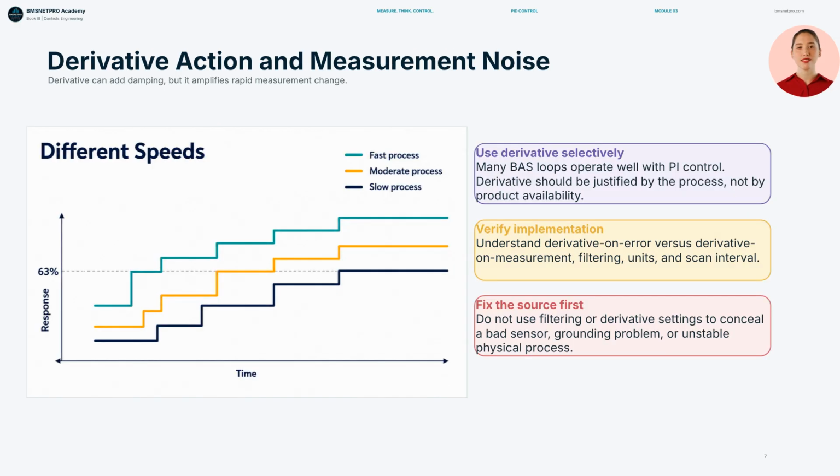Derivative action reacts to the rate of change and can add damping to selected processes. In many building applications, PI control is sufficient. Derivative can amplify sensor noise and can behave differently depending on whether the controller uses derivative on error or derivative on measurement. Use it because the process benefits from it, not simply because the block offers it.